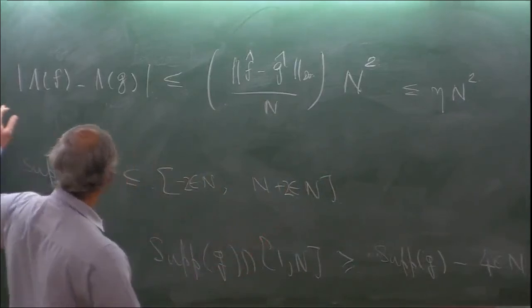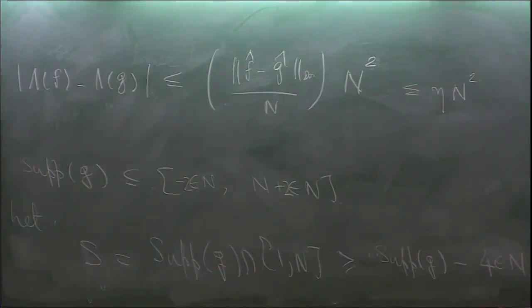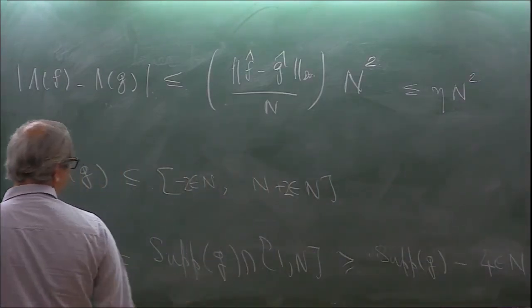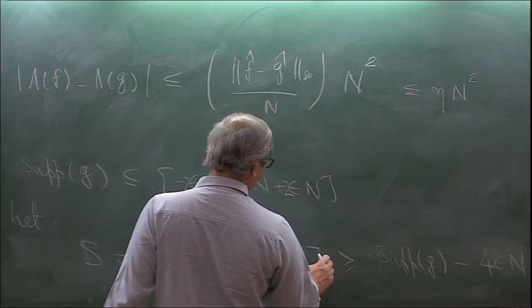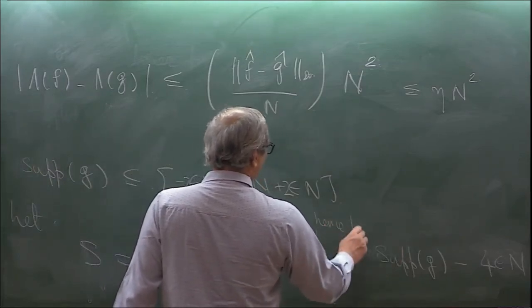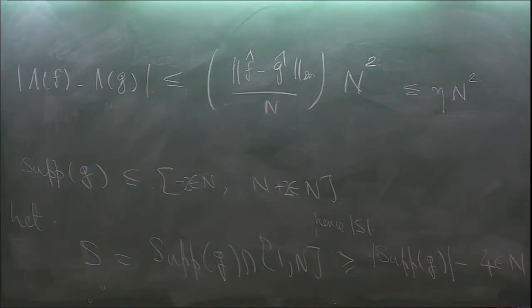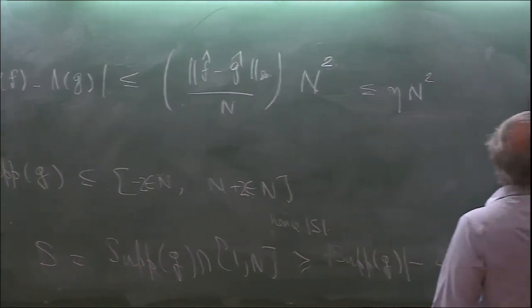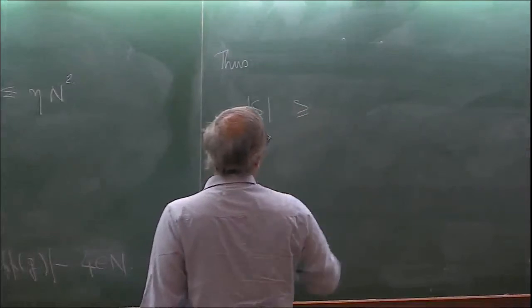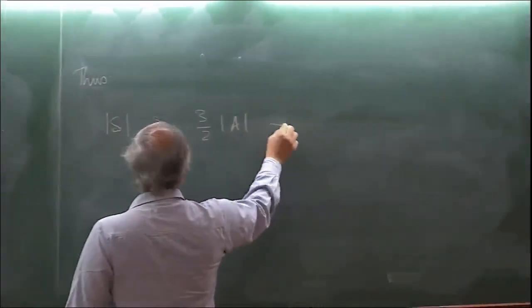Okay, and the support of g, we have already seen that the support of g is bigger than 3 by 2 times the cardinality of A. So the cardinality of S is this thing, yeah, and here this is an inequality for the cardinality of S, hence the cardinality of S is bigger than the cardinality of the support minus 4 epsilon n, okay, and we have seen that this is bigger than 3 by 2 times the cardinality of A, hence the cardinality of S is greater than or equal to 3 by 2 times the cardinality of A minus 4 epsilon n.